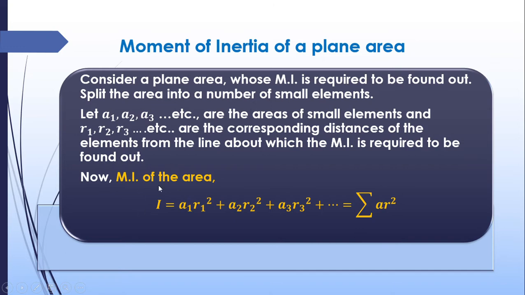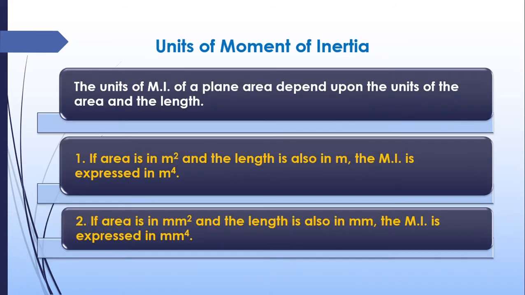So for the entire area, we can represent it by I. The letter I represents moment of inertia, otherwise we can write it as MI. So I is equal to the sum of all the moments of inertia, that is a1 r1 square plus a2 r2 square plus a3 r3 square. We can write it as sigma a r square, the sum of the moments of inertia of the individual elements. Now, what may be the units of this? Actually it is area into distance square, so the unit depends on two quantities.